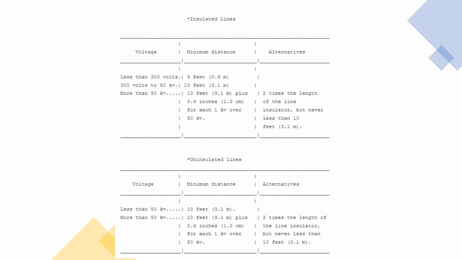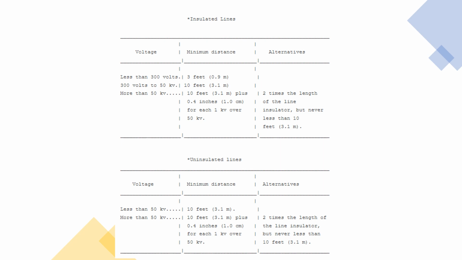For insulated lines more than 50 kV, stay a minimum of 10 feet, or 3.1 meters, plus 0.4 inches, or 1 centimeter, for each 1 kV over 50 kV. An alternative is 2 times the length of the line insulator, but never less than 10 feet, or 3.1 meters.